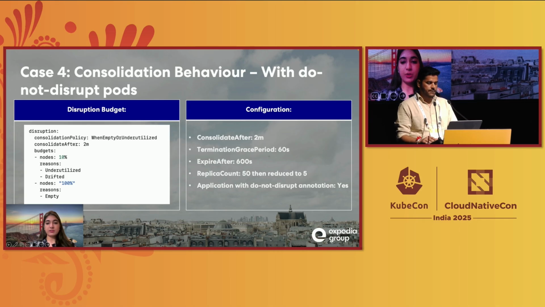Now with 5 pods which were still running, each on the nodes annotated with the do not disrupt annotation, Karpenter did not consolidate or terminate these nodes even after the consolidation timer elapsed. This behavior is expected as the do not disrupt annotation prevents disruption of the critical workloads, ensuring that these remaining nodes which were running those 5 replicas were preserved until the pods exited naturally.